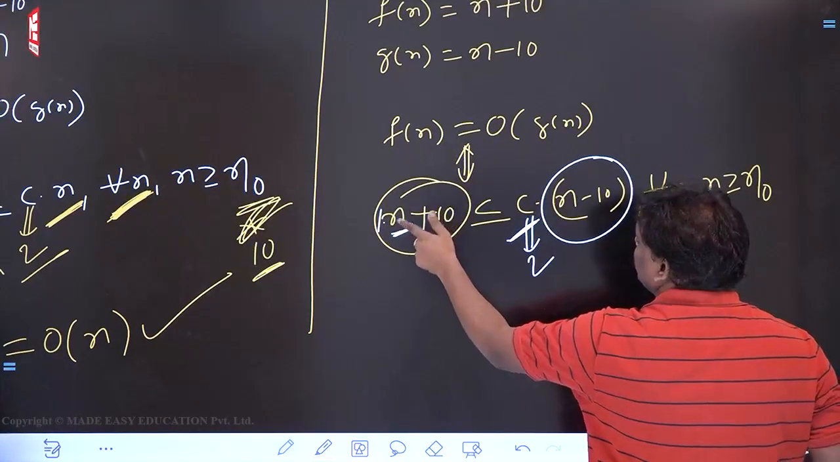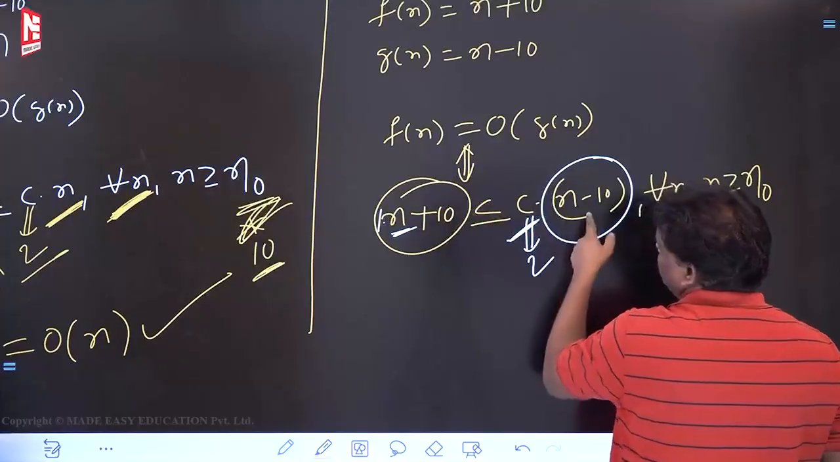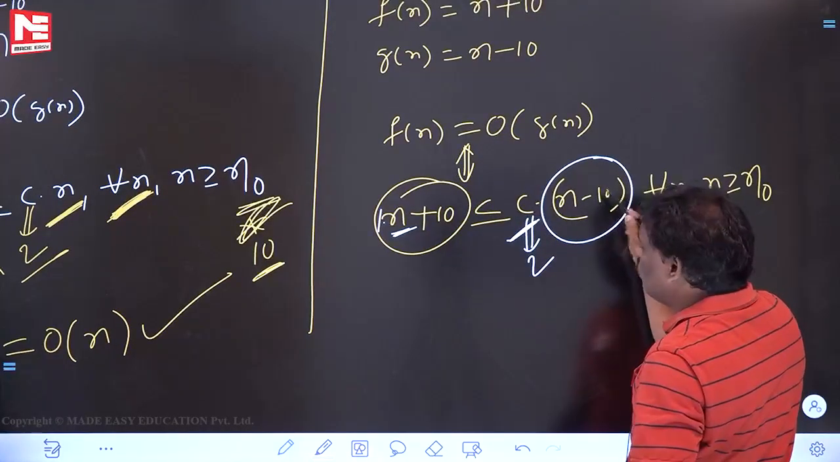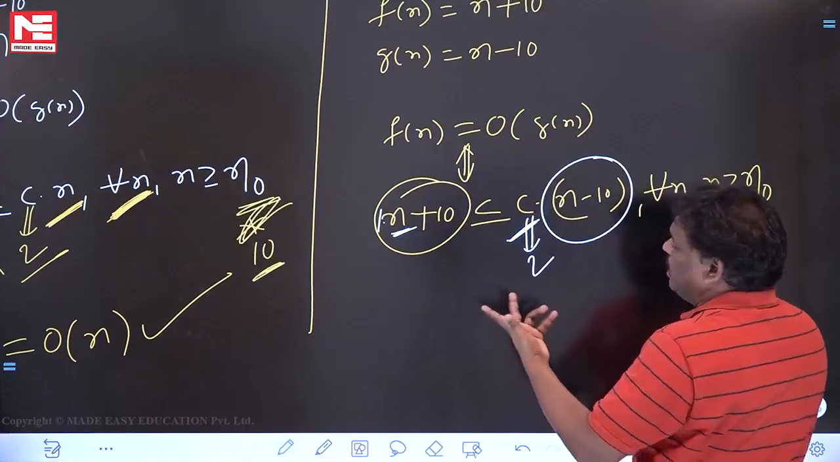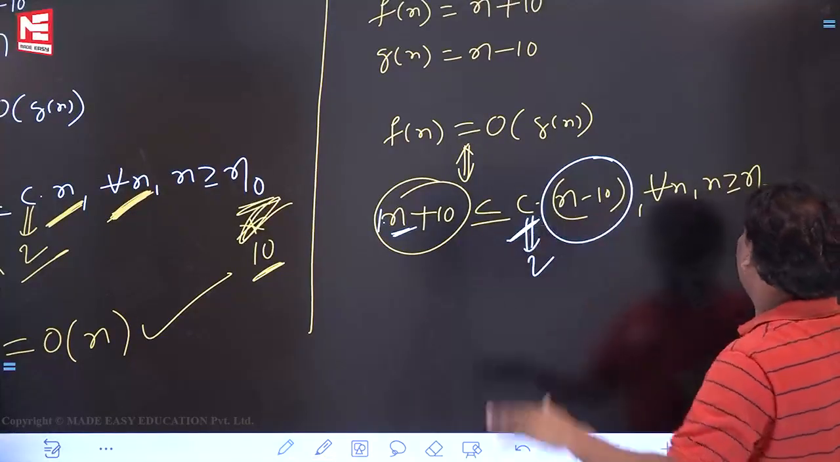Then what is the answer? It will become 30 plus 10, 40. This is 30 minus 10. What is the answer? 20. 20 into 2 is 40. I think at n value 30, this relation will hold good.